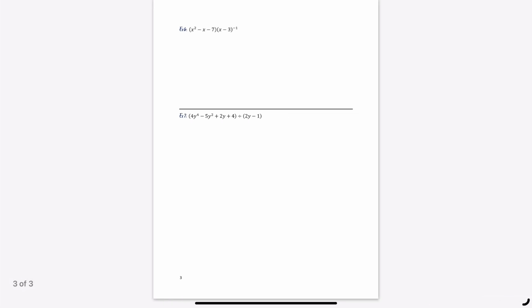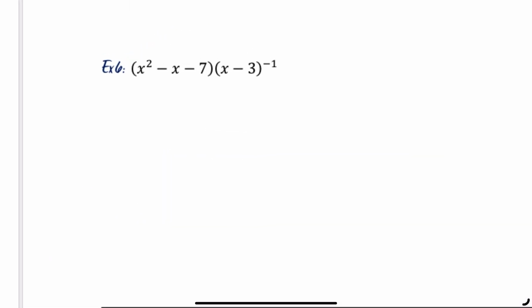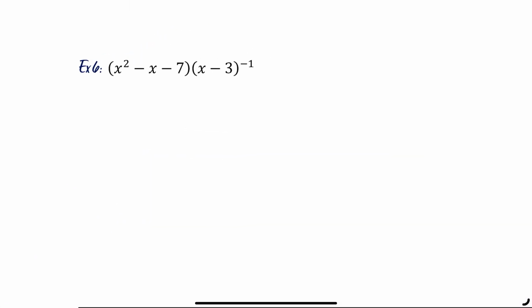All right, let's look at another one of those. So this one still has the negative exponent, you see. So I'm going to rewrite this as x squared minus x minus 7, and I'm going to divide this by x minus 3. Now this one doesn't have to be switched in order, but I do have to handle this negative exponent and make this divided by.